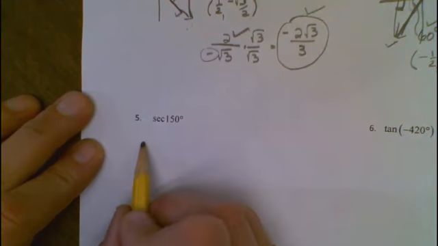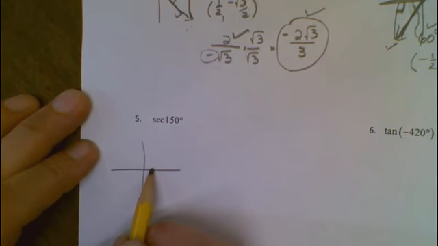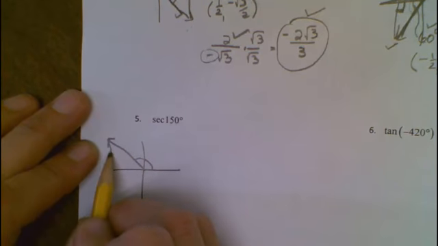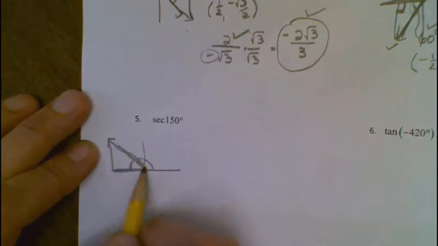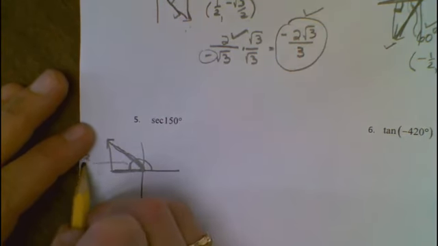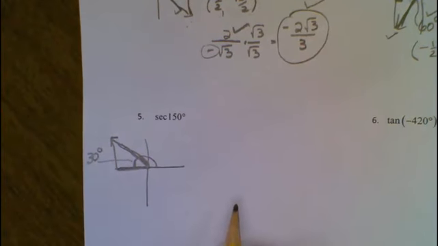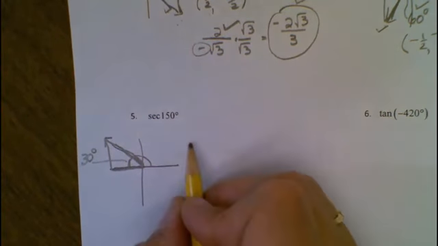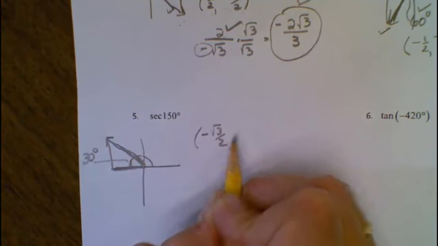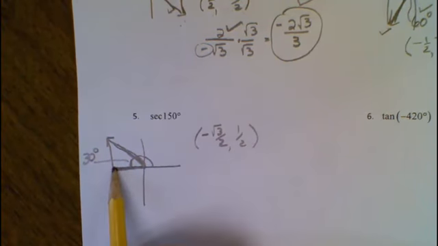All right, let's do 5. 5 is secant of 150. So 150 degrees starting here. It's not quite 180. So my reference angle would be this angle again with the x-axis. So I know that I would have to go 30 more to get to 180. So my reference angle is 30. The ordered pair that goes with 30 is radical 3 over 2, 1/2. And I know the x is negative and the y is positive.